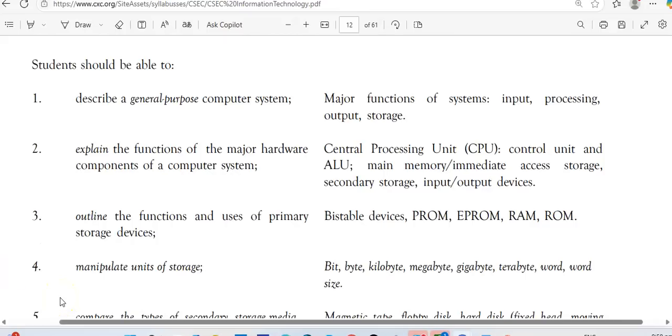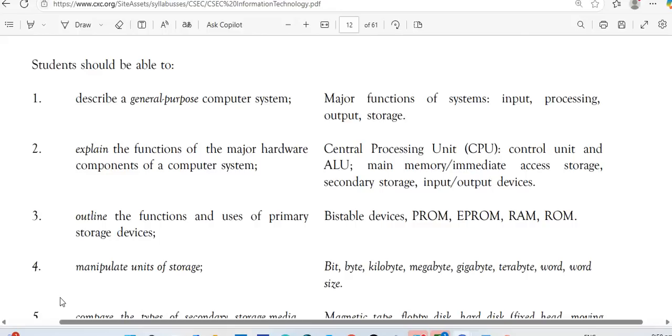Another function of the control unit is to fetch instructions from memory and decode them. Another function of the control unit is to execute instructions by sending signals to other components. And we can go to another one. Another function of the control unit is to manage data transfer between different parts of the computer system.